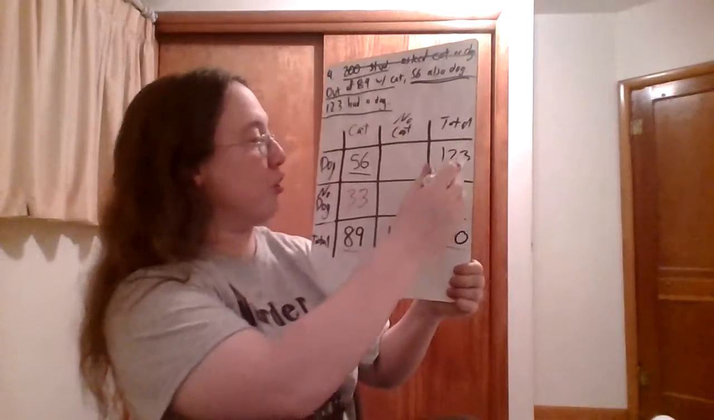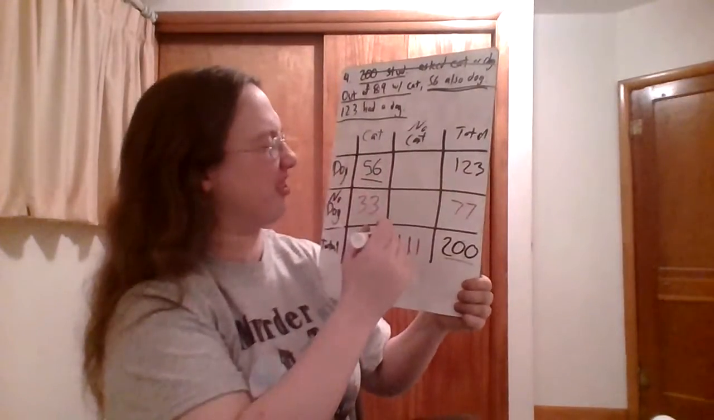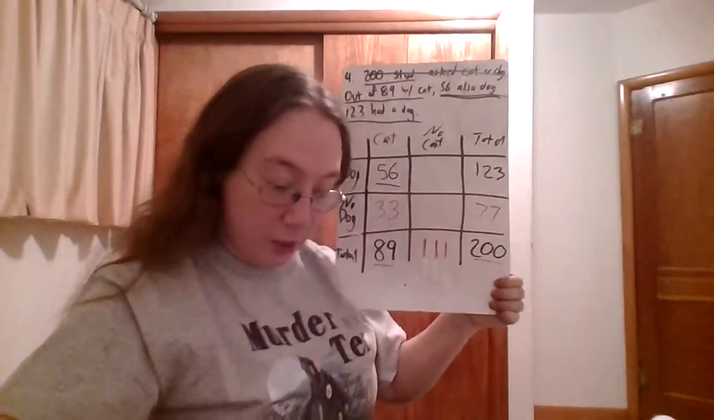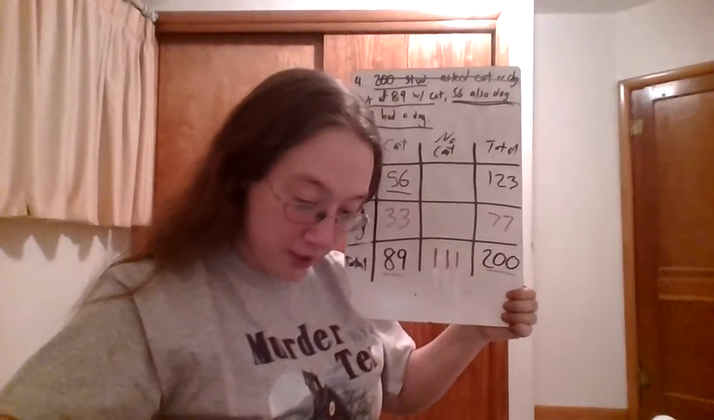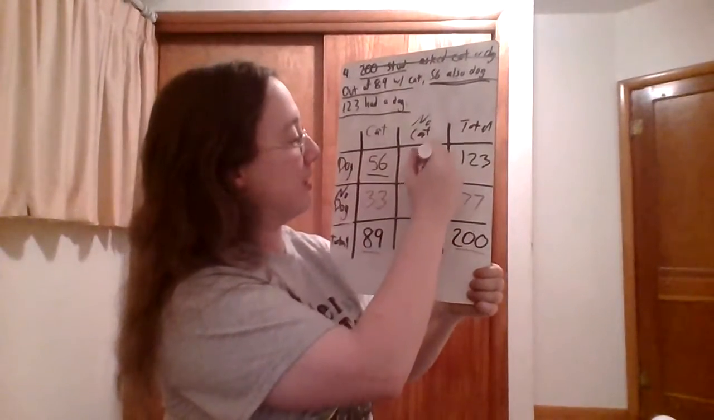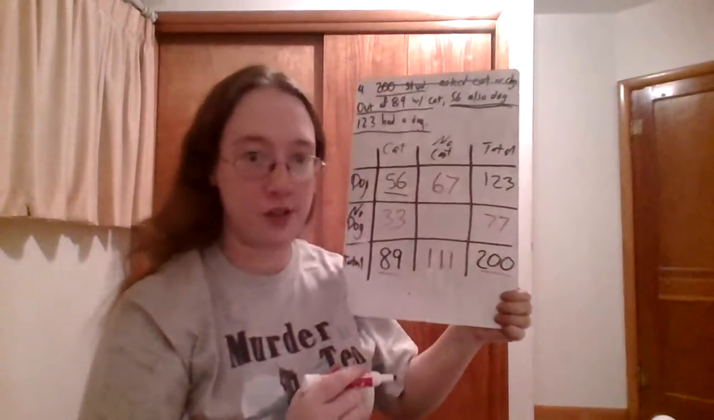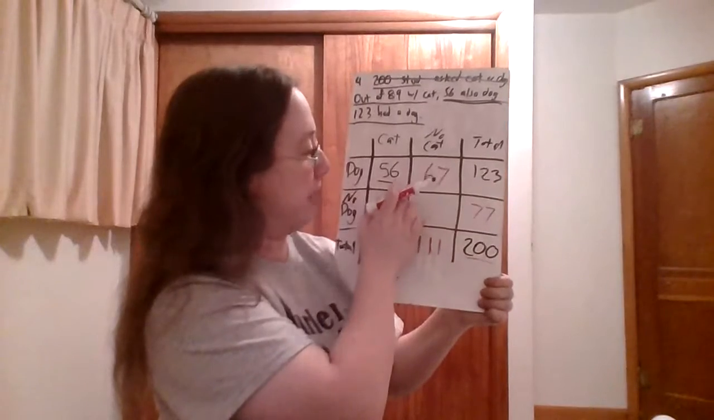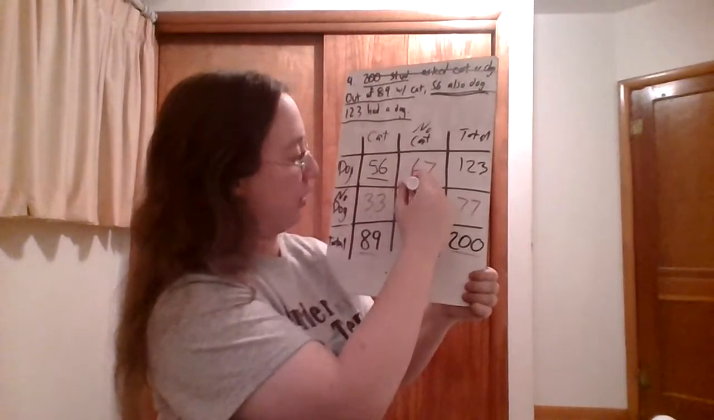And same sort of thing here. 123 minus that 56 gives you... Let me make sure I get that right. 26 gives you 67. There we go. Now, this last one, you could either go 111 minus 67, or you could go 77 minus 33. Either one of those will give you 44.